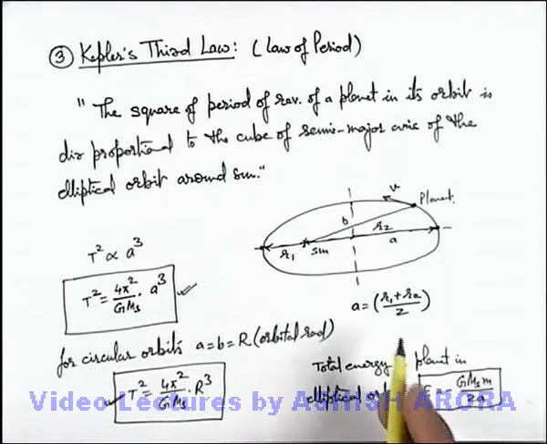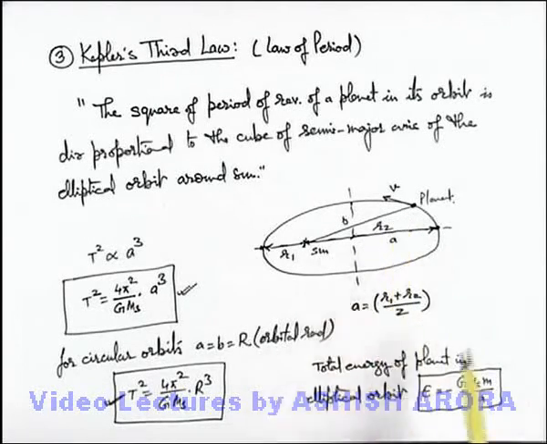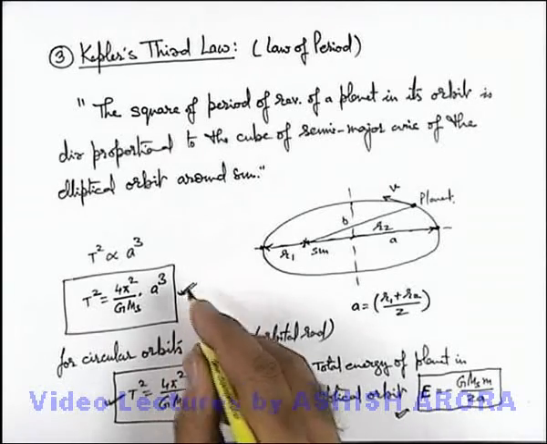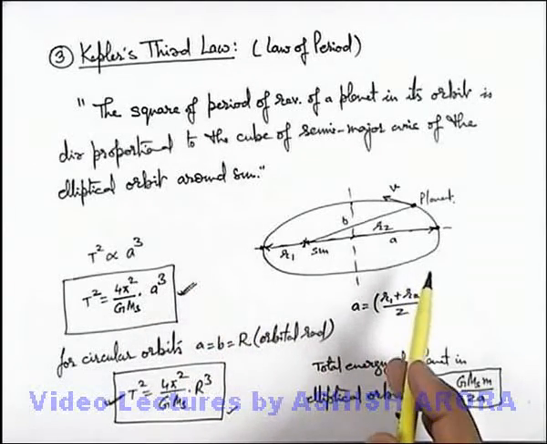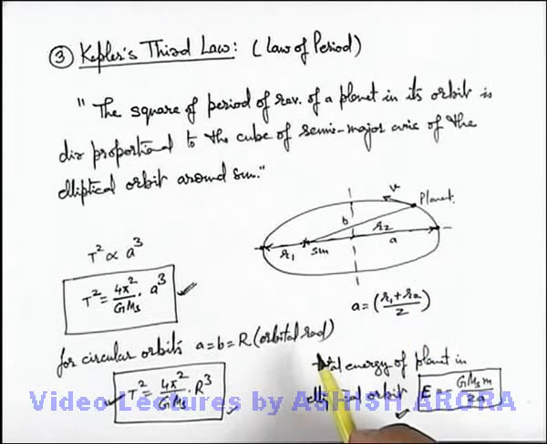So if at one point you know the kinetic energy of the planet, correspondingly the potential energy can be calculated by subtracting kinetic energy from the total energy. So these are expressions which are quite useful for mathematical analysis of planetary motion around Sun. And Kepler's laws formulate the most important basis for analytical calculations for planetary motion as well as for satellite motion.